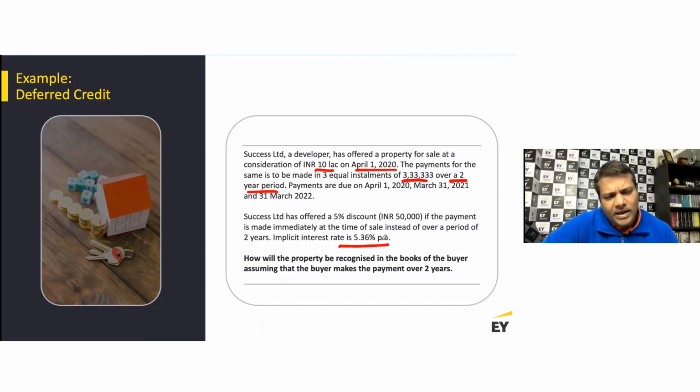How will the property be recognized in the books of the buyer, assuming that the buyer makes the payment over 2 years? Essentially, you've not taken this 5% settlement discount. That means you're going to make 3 installments. So the question is, what is the cost of acquisition of the plant? The total cost is 10 lakh. I would have got a discount of 5% if I had made payment upfront, which I have not. So how much should I capitalize, and how should I do the accounting?